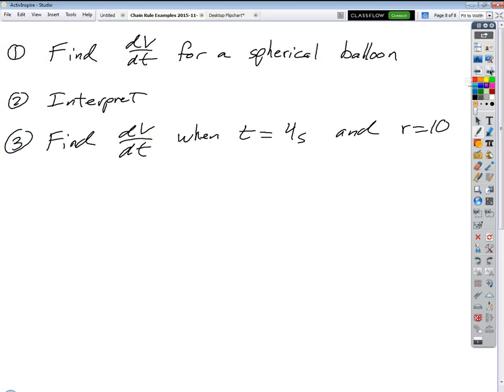Okay, let's do it again. Same problem. Different derivative though, right? Now I'm asking you something different. Same spherical balloon, but now I'm asking you for dV/dt, the rate of change of the volume with respect to time. Does something sound a little strange about this?